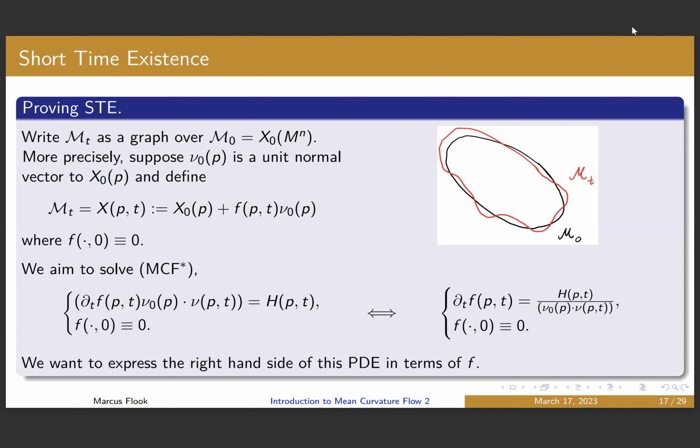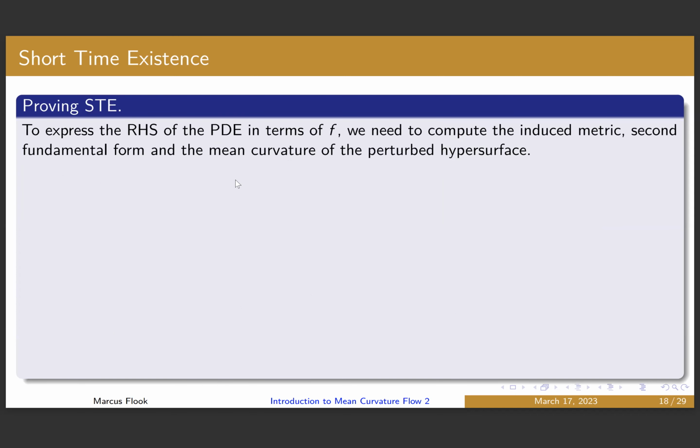evolving normal vector. Now, the aim that we have at the moment is we want to express this right-hand side in terms of f and show that it's strictly parabolic. Now, of course, to do this, we're going to have to compute the induced metric, the second fundamental form, and the mean curvature of the perturbed hypersurface.